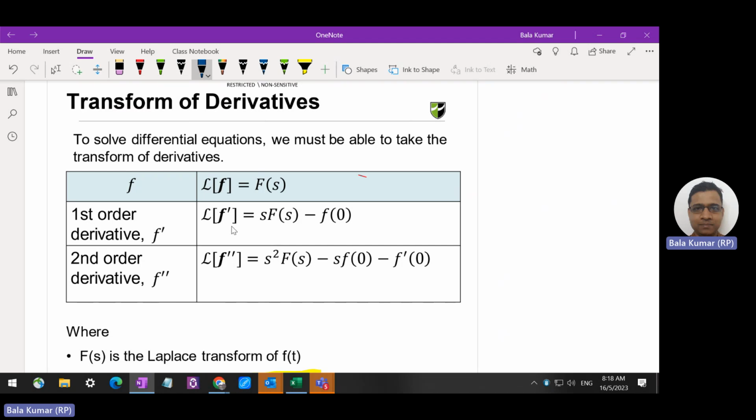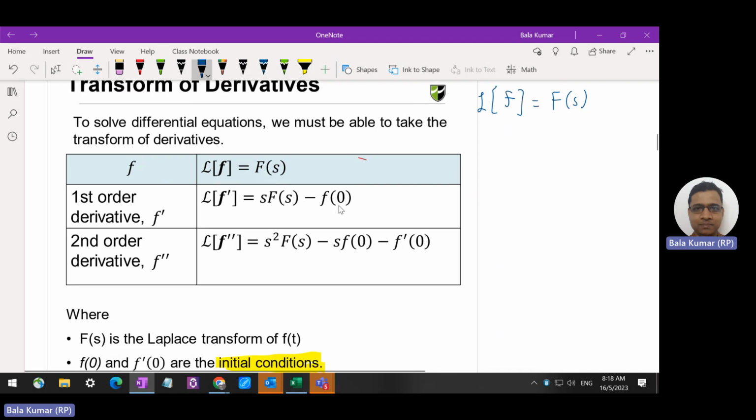The Laplace transform of the derivatives are given here. If the Laplace transform of the basic function is F(s), then the Laplace transform of the first order derivative is given by s times F(s) minus f(0). And similarly the second order derivative is given by s squared times F(s), where F(s) is the Laplace transform of f, and then minus s f(0) minus f prime(0).